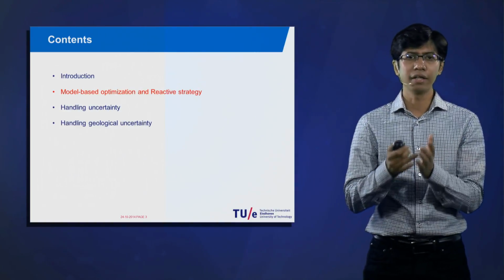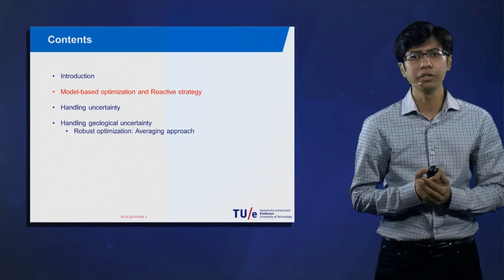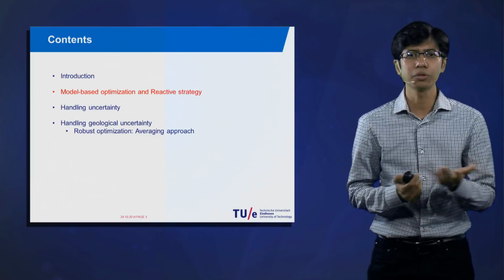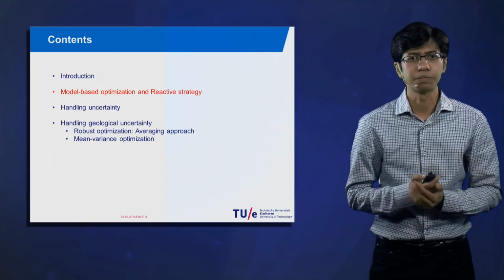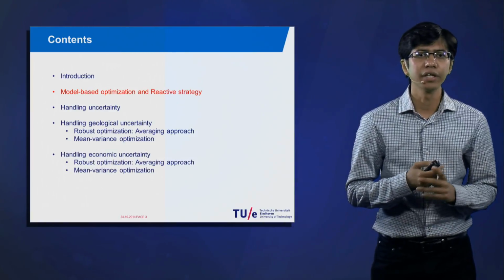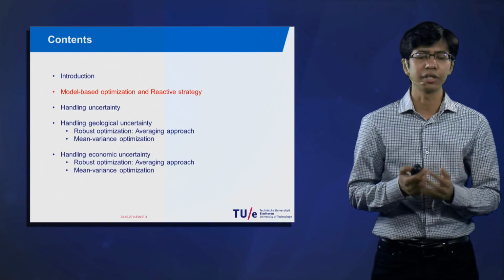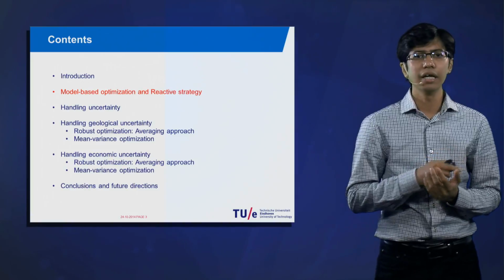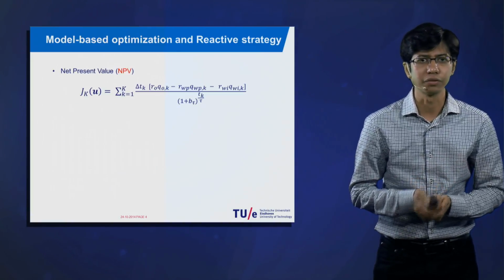In this case, I'll assume that the economics are known and certain. I'll first introduce the averaging approach that has already been done, and then I'll talk about a mean variance approach. Then I will extend this work to the case of economic uncertainty, and I'll do the same treatment with the economic uncertainty, considering that the geology is certain. And then I'll end by giving some conclusions and some future directions.